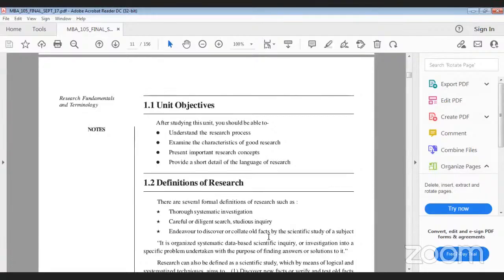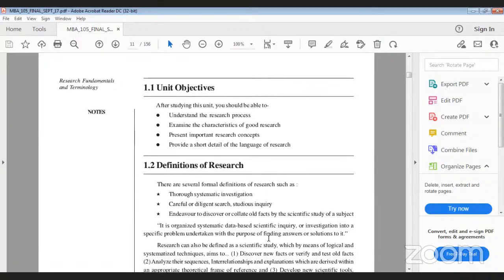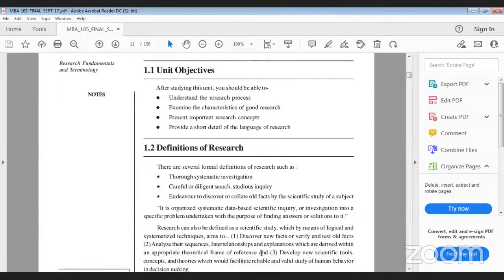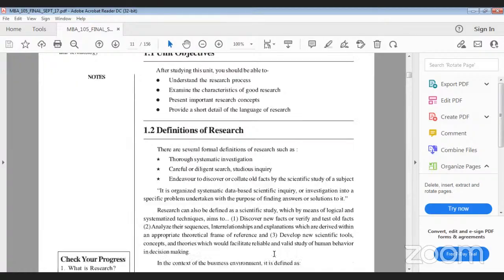The first is the definition of research. Research means thorough systematic investigation. It is an organized, systematic, data-based, critical inquiry or investigation into a specific problem, undertaken with the purpose of finding answers or solutions to it. Research can also be defined as a significant study which, by means of logical and systematized techniques, aims to discover new facts or verify and test old facts.